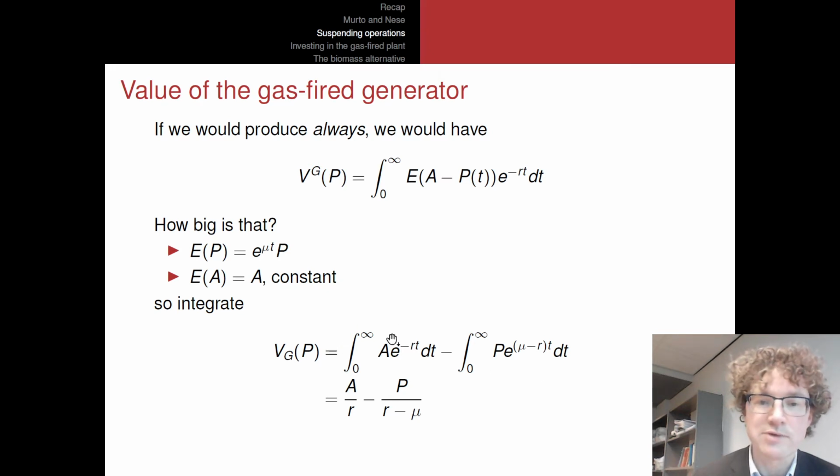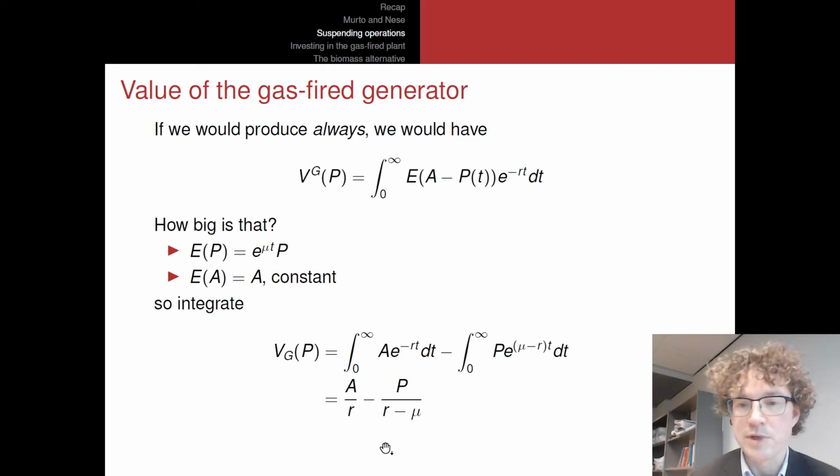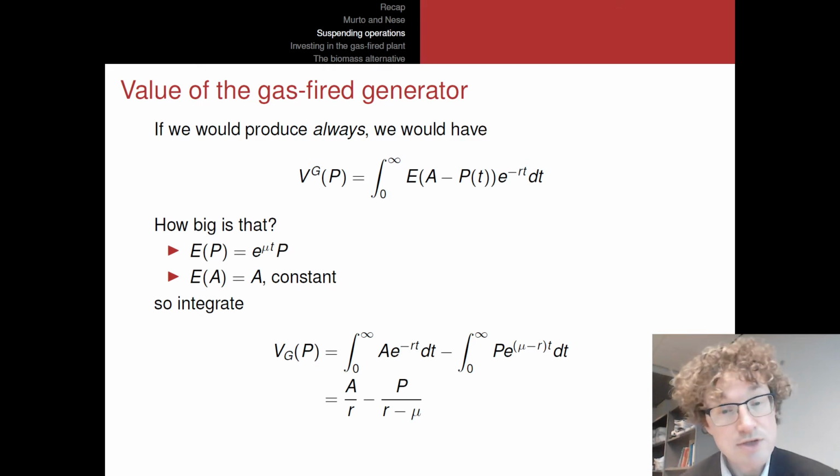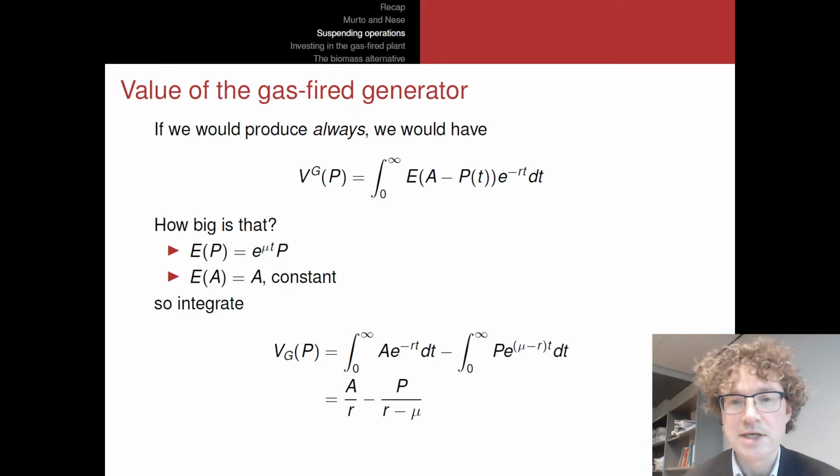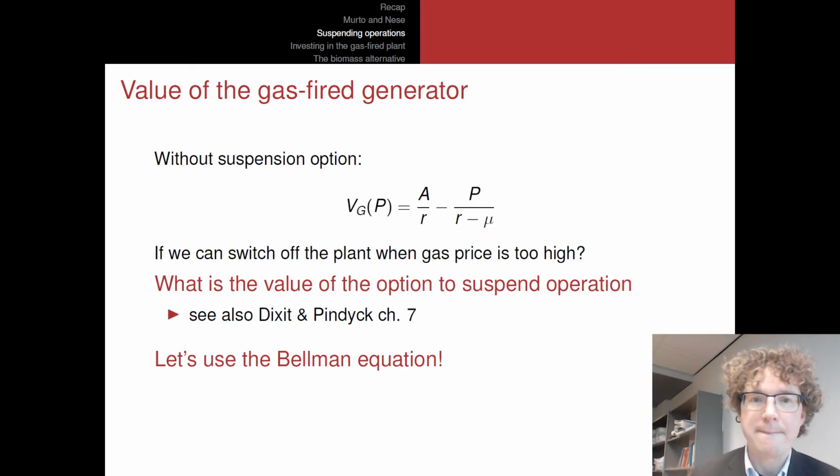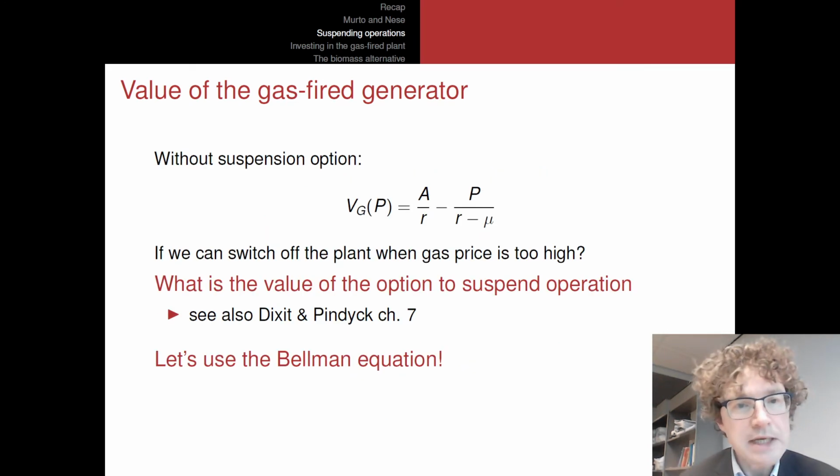We did that before already. The first one, the straight perpetuity, was just A over R, and this growing perpetuity is P divided by R minus mu. We've seen all that before. So we know what the value is of this plant if we would keep it on all the time. Without this suspension option, this value Vg as a function of P takes this form.